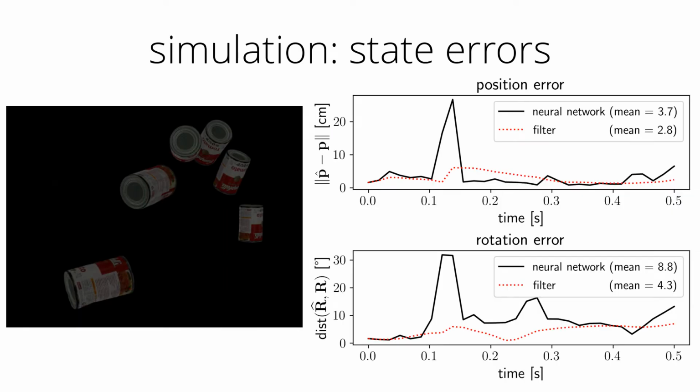So this is more obvious if we look at a plot. On the top right we have position error. We can see that the neural network has a spike in error, but the filter smooths that error out. And on the bottom right we have rotation error, and in this case the filter does an even better job of improving the rotation error and cuts the error in about half.